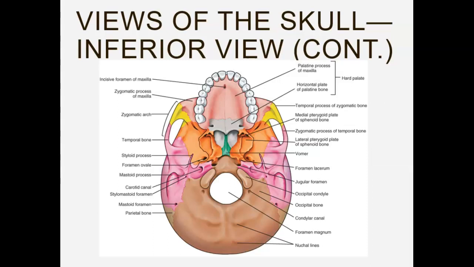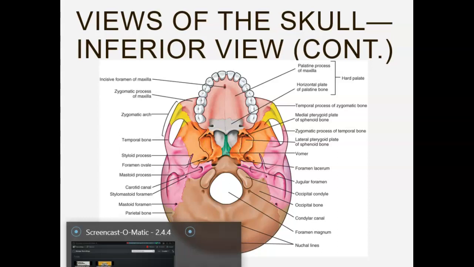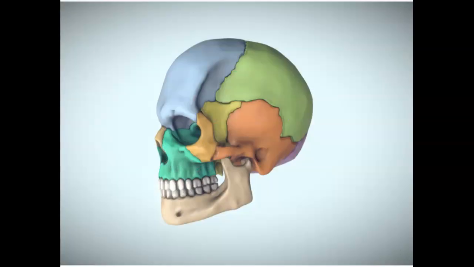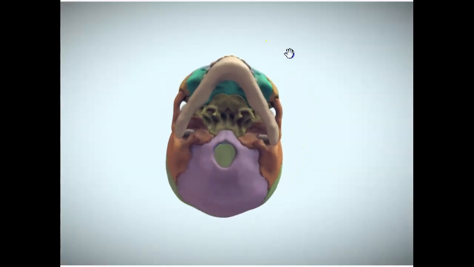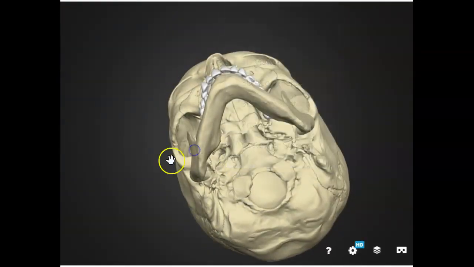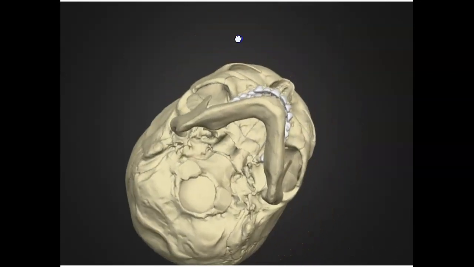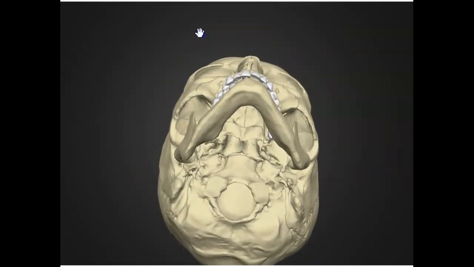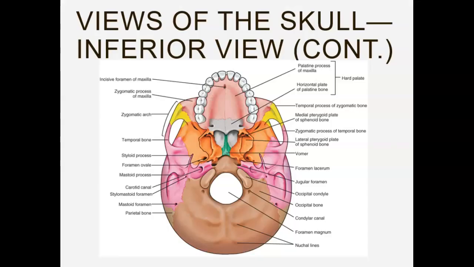So when we look at the inferior view of the skull, what we're looking at is when we turn the skull around. This is the inferior view, the view from below. I take the skull and I look at it from this side. This is the inferior view.